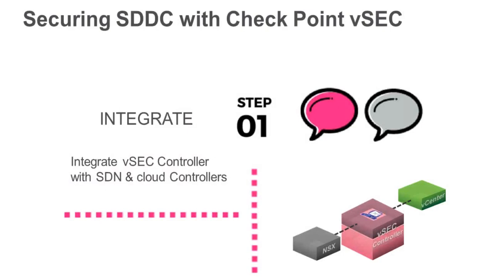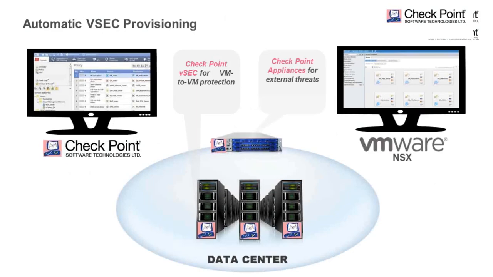The first step is to integrate the vSEC controller with the SDN and cloud controllers. As mentioned previously, we're going to use VMware's NSX as an example of our SDN controller. Once we have that integration, effectively Checkpoint Manager and the SDN Controller Manager become best friends. In fact, everything the VMware NSX Manager knows will report to Checkpoint and vice versa.